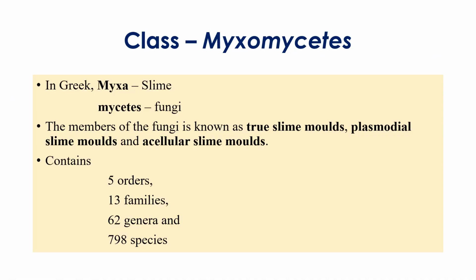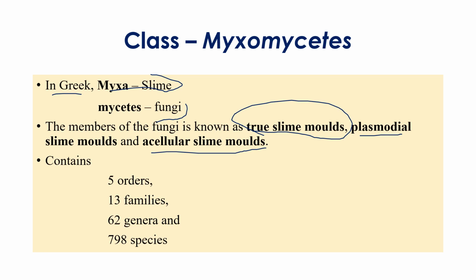Now we will discuss the class Myxomycetes. In Greek, myxa means slime and mycetes means fungi. That's why they are called slime molds or true slime molds. These members of the fungi are generally known as true slime molds, plasmodial slime molds, or acellular slime molds.